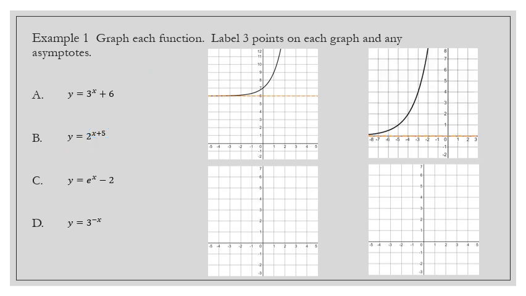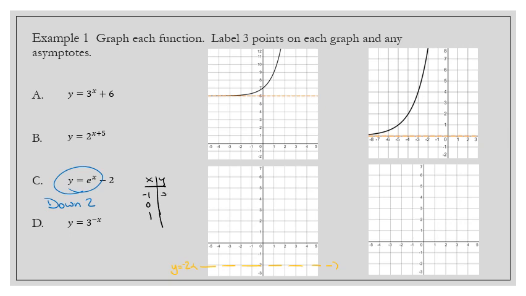Next we have part C, which is y equals e to the x minus 2. Remember, these are just rough sketches. The graph of y equals e to the x is an example of exponential growth. The -2 will move the graph down 2 units. So we could draw in our horizontal asymptote. It's at y equals -2. For the x values, we'll just do -1, 0, and 1.